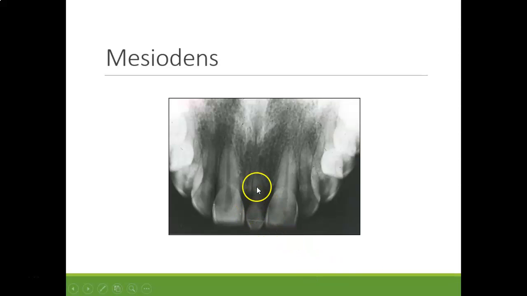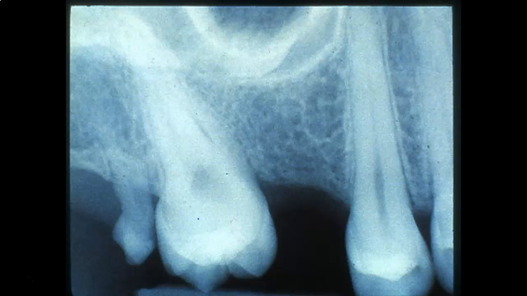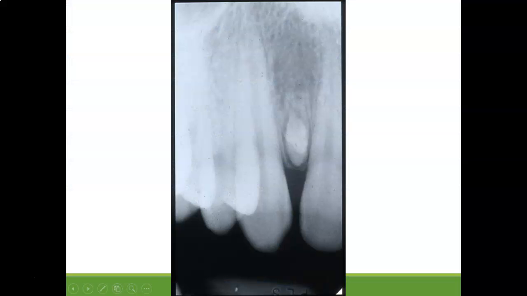Here's a mesiodens, so it's like a little tooth in between the central incisors, right in here. Here's a little baby molar behind this molar. So this is basically where the wisdom teeth, because they're missing the first molar that would have been here, and this is the second molar, so this is like a little baby wisdom tooth. And then there's another little extra tooth here in between the lateral and the canine.